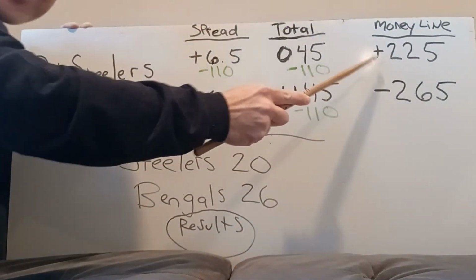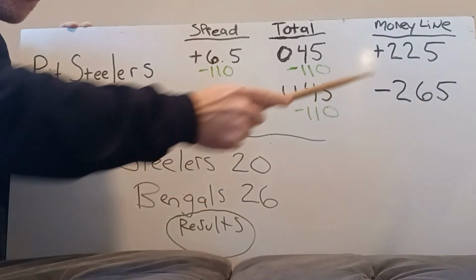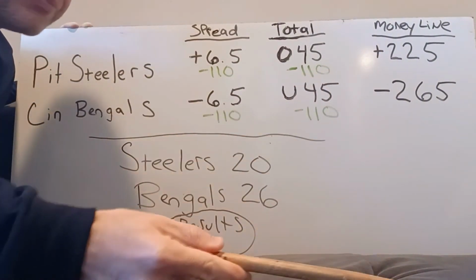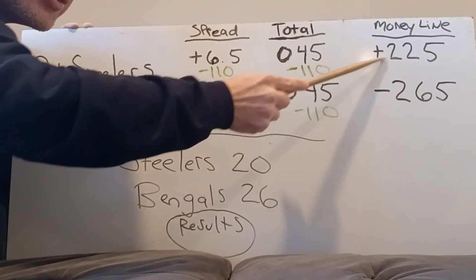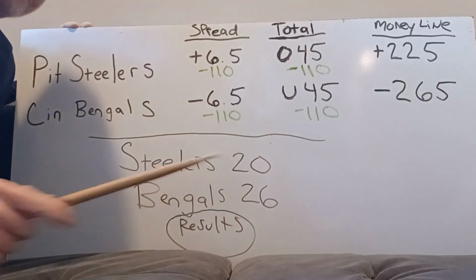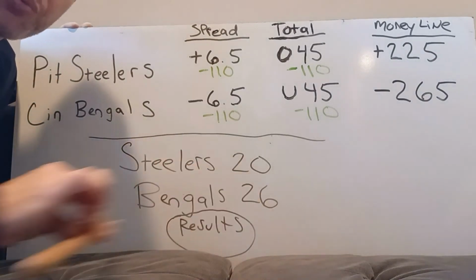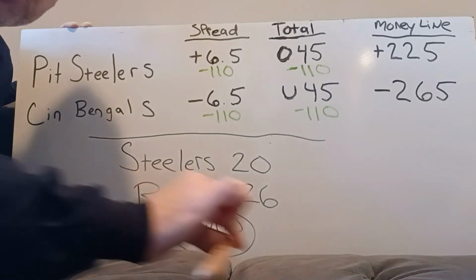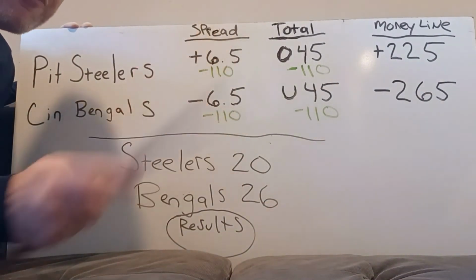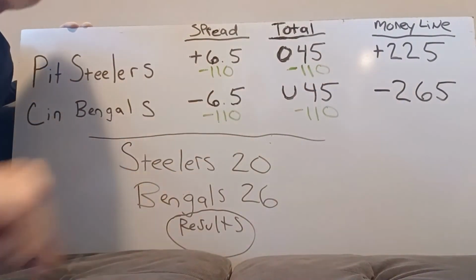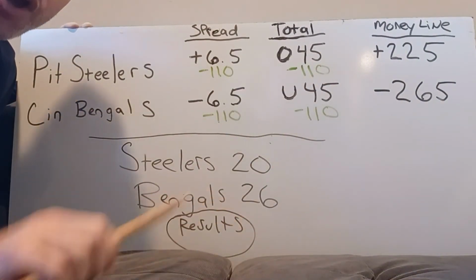Conversely, for the Steelers, if you take the Steelers on the money line and they win, you win plus 225 based on 100. So if you put up 100, you're going to get back 325. If you wanted to put up 200, you'd win 450, so you'd get back 650. I hope that was clear.